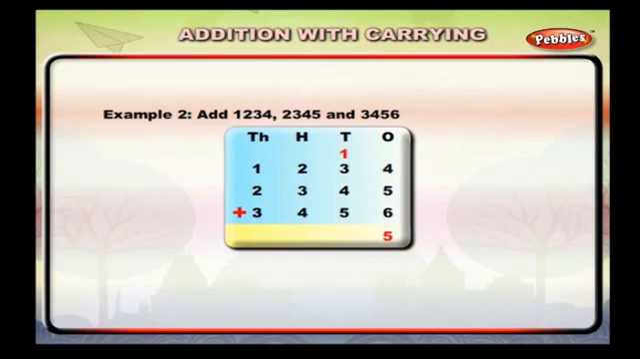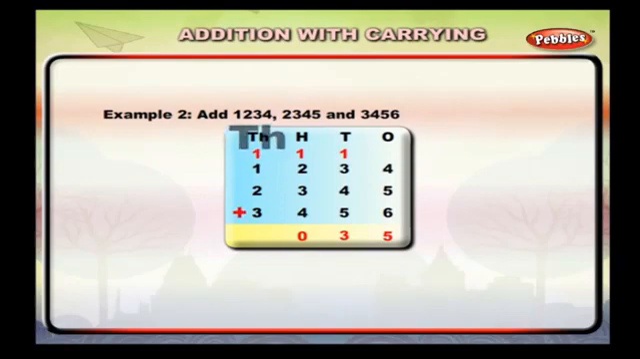Add tens column. 3 plus 4 plus 5 plus 1 carryover number is equal to 13. Write 3 below the tens column and carry over 1 to the hundreds column. Add hundreds column. 2 plus 3 plus 4 plus 1 carry over number, we get 10. Write 0 in the hundreds column and carry over 1 to the thousands column.